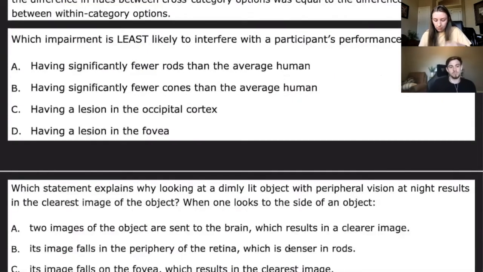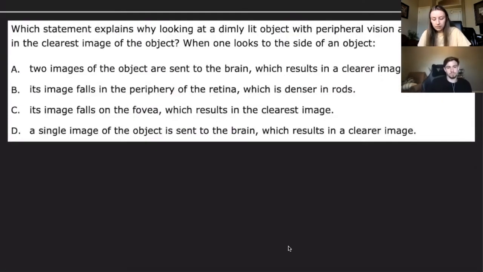I think I have one more, and I'll take this one. It says, which statement explains why looking at a dimly lit object with peripheral vision at night results in the clearest image of the object? John already spoiled the answer to this. I told you I had seen it. I know. Yeah, when one looks to the side of an object, A says two images of the object are sent to the brain. Well, two images of an object are always sent to the brain because you've got two eyes that see different things. But that has to do with binocular disparity. That doesn't really have to do with the lighting of the scenario. So I'm going to say maybe not A.